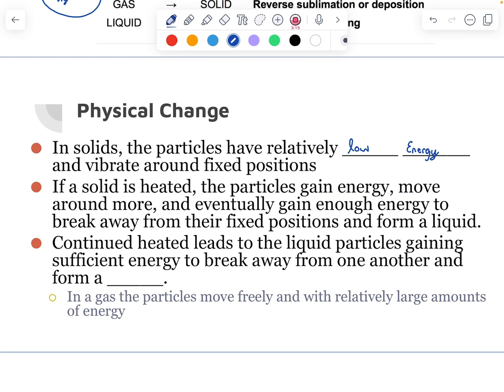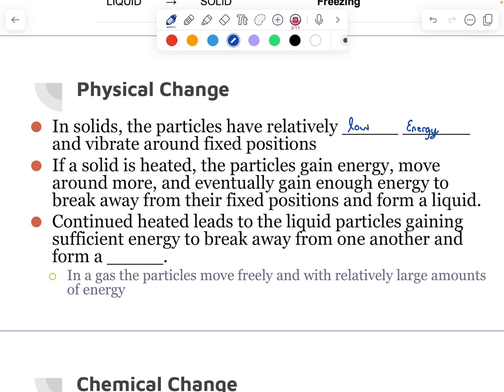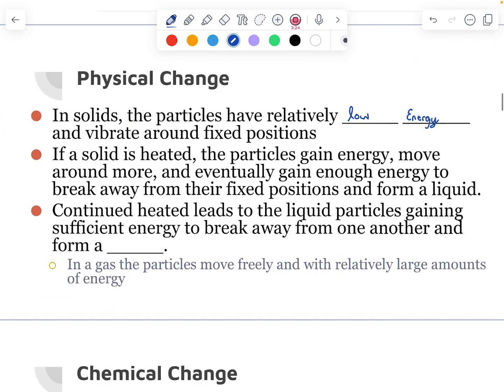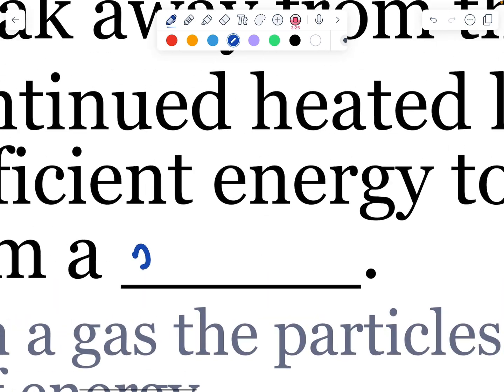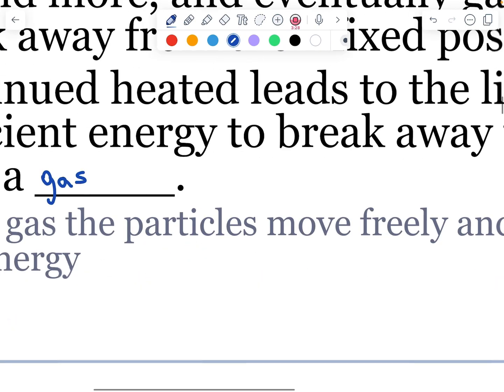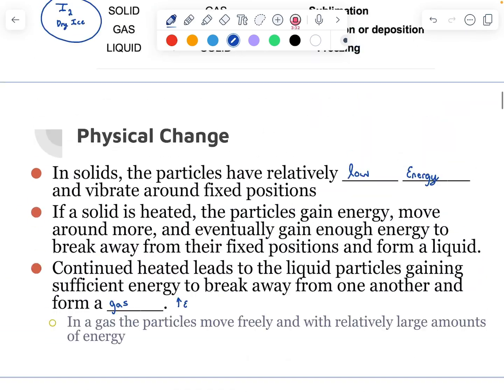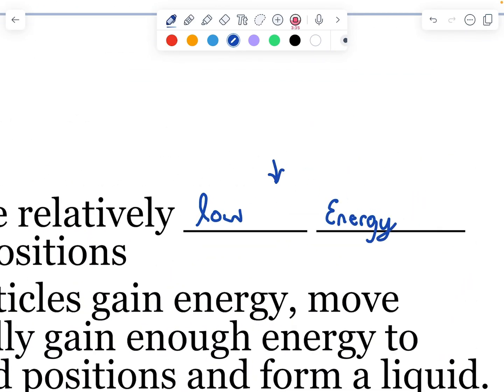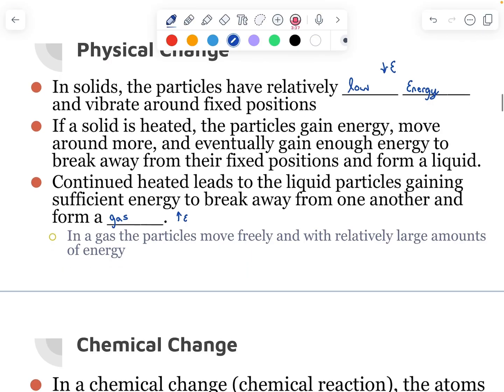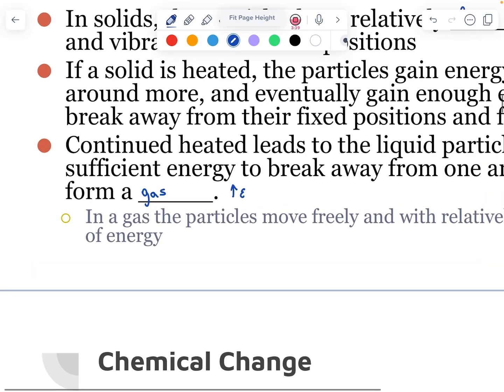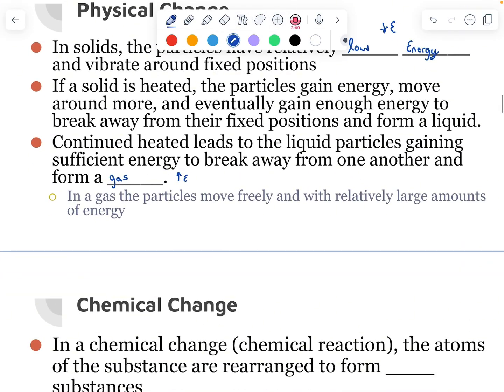It's going to start breaking away and turning into liquid and boiling at some point. And then if we continue to boil that, we're going to get enough energy to break away from one another and form a gas. The gaseous state is the highest energy, and the least amount of energy is in the solid phase. So they move freely and with relatively large amounts of energy. They're bouncing all over the place. They're bouncing off the walls.